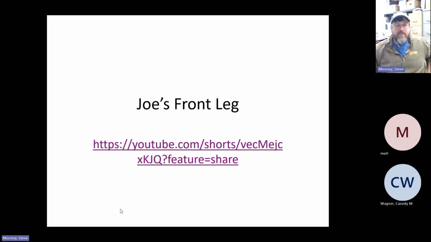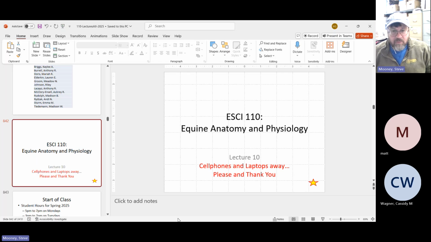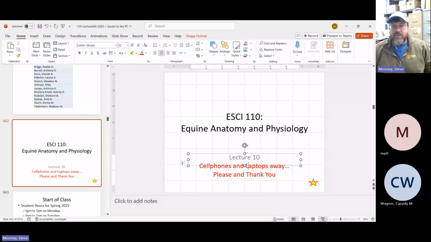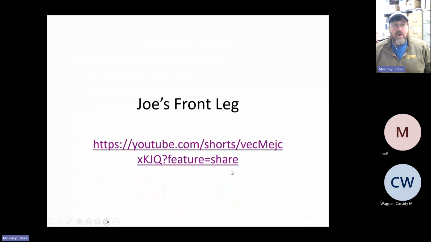So where are we? Need to get back. Oh, so we're still sharing. So we've got Joe's legs there. I guess I gotta stop that one. Where's the stop? Back to there. So they're there for your edification to work through.